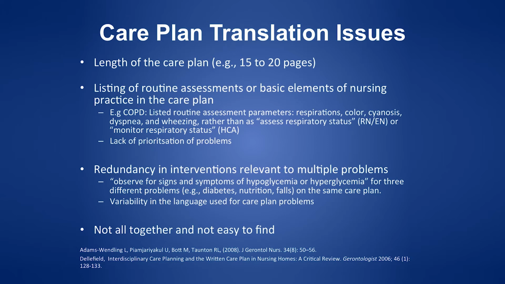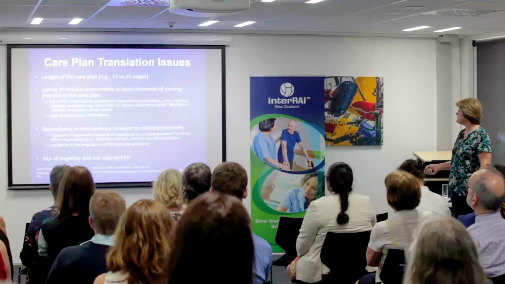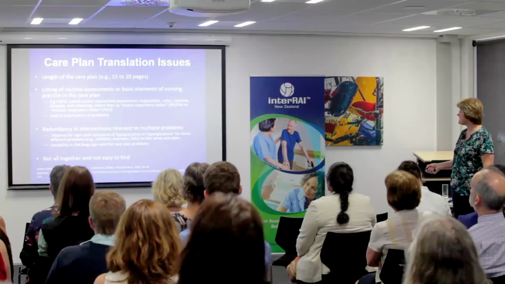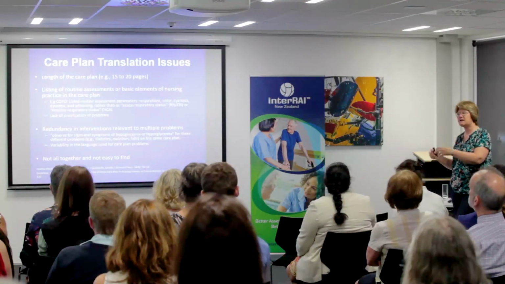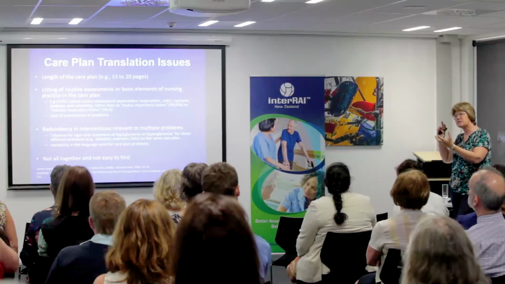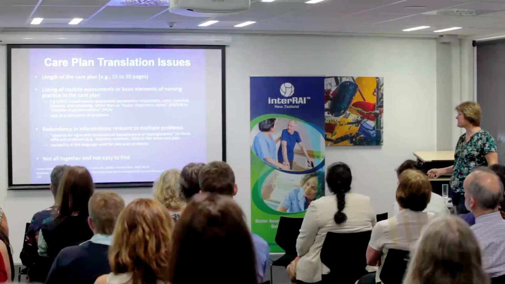The other thing is the redundancy in interventions relevant to multiple problems. So this is an example. Observed for signs and symptoms of hypoglycemia or hyperglycemia for 3 different problems: diabetes, nutrition, and falls, right? You don't need to say it 3 times, you only need to say it once, okay? And then there's a variability in the language used in the care plan problems. And again, I see this as kind of a surrogate for individualized, but that's not individualized. So we need to think about that.